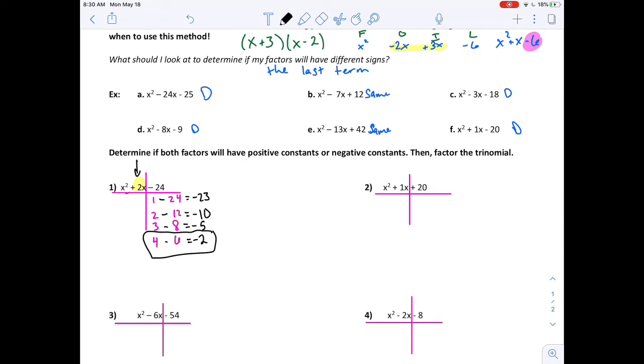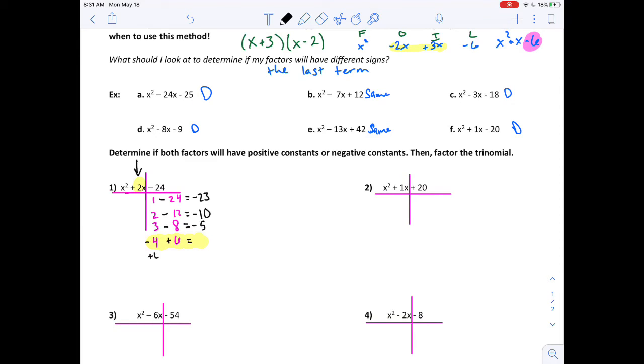And I want 2 numbers that are 2 apart. The only thing is, if I want the difference between these 2 numbers to be positive 2, if I want these to combine to positive 2, then which one has to be positive and which one has to be negative? Well, I want more positives than negatives, so I want 6 to be positive and 4 to be negative.